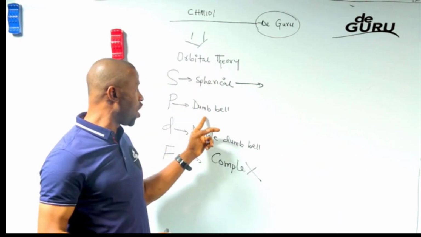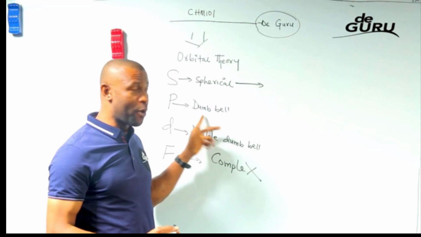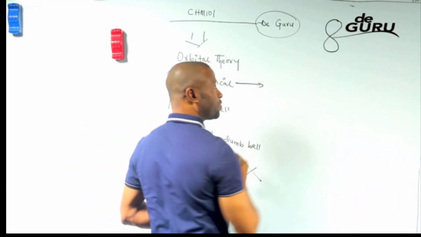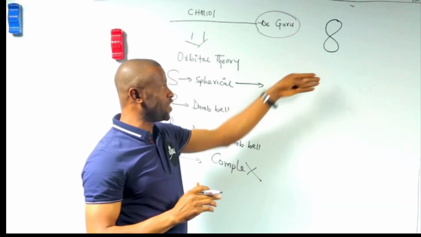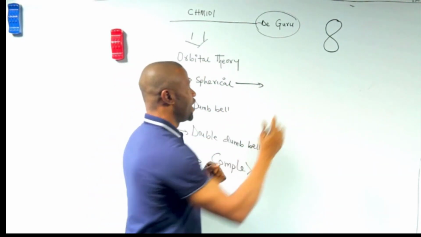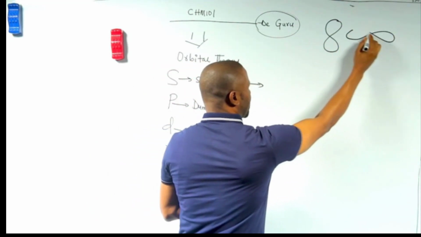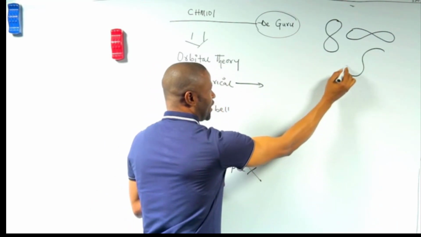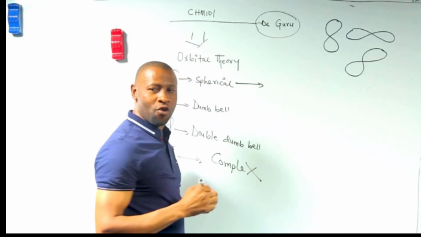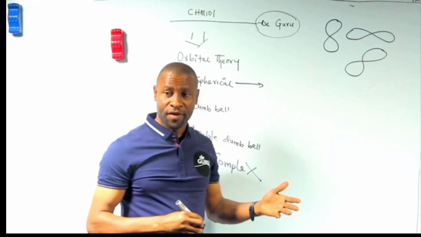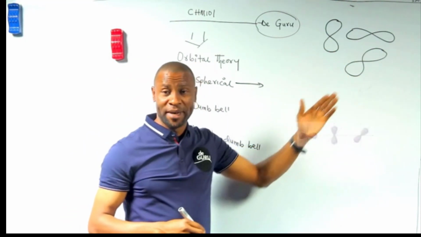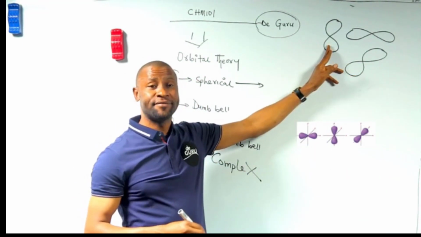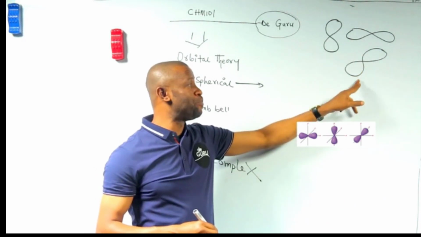But like figure 8, the dumbbell, the shape of p orbital, it can have three possible orientations. It is vertically oriented in this manner. If I keep it like this, it is horizontally oriented. If I keep it in an inclined manner this way, we have a new orientation. So there are three possible orientations of p orbital. In line with each shape, we have py, we have px, and we have pz.